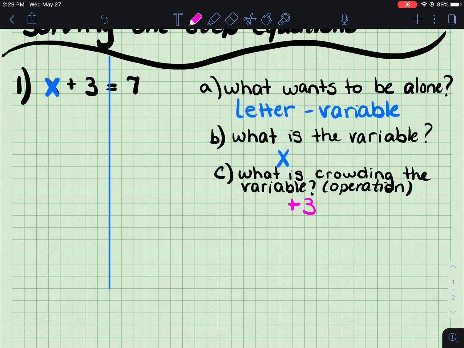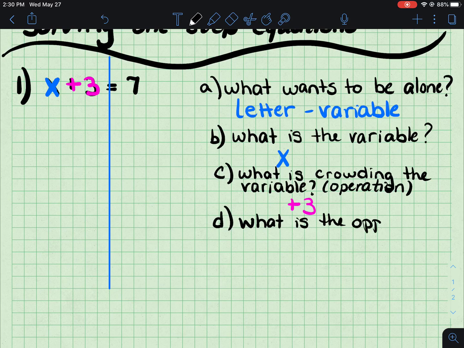Notice I put the plus. That's going to be key for the next question. And I'm changing the colors because research has shown that colors help some people understand concepts better and connect them better, okay? So now we have to ask, what is the opposite operation?